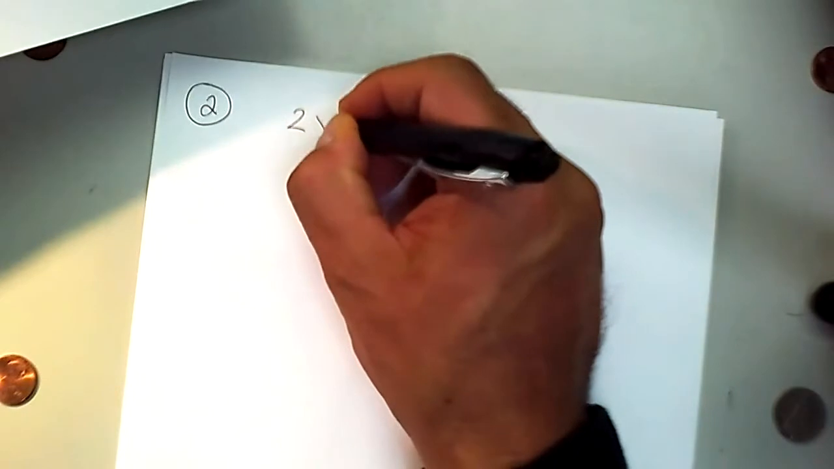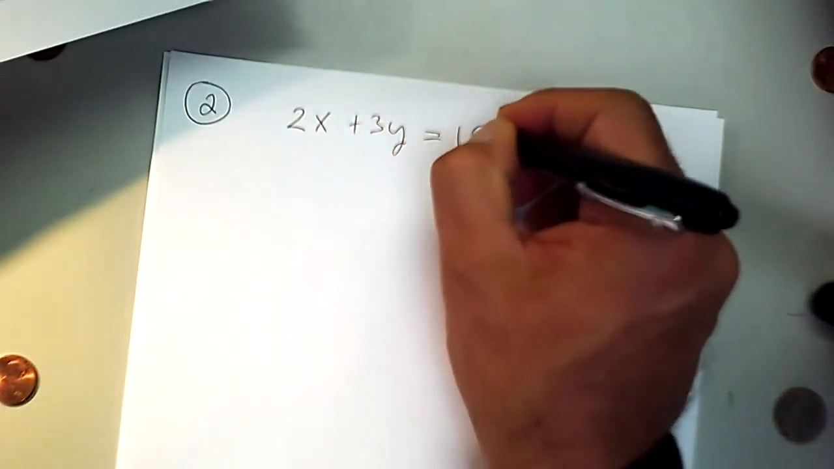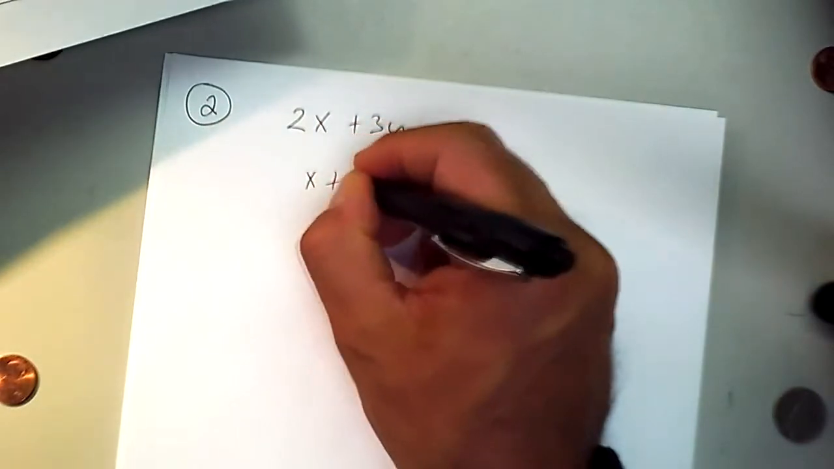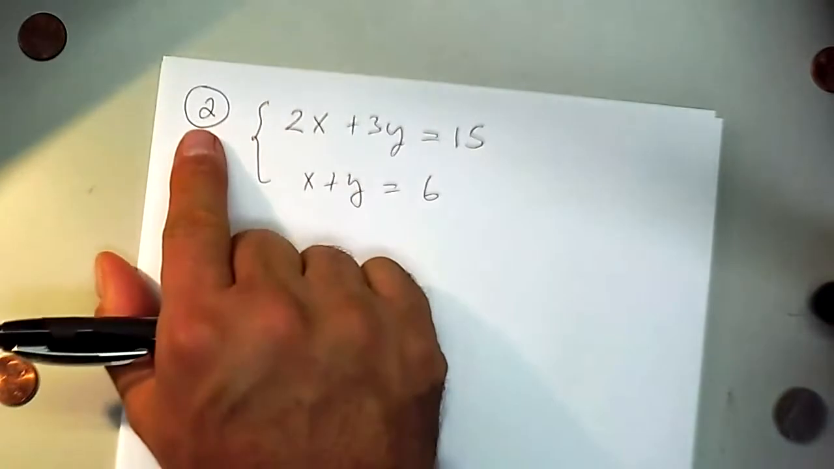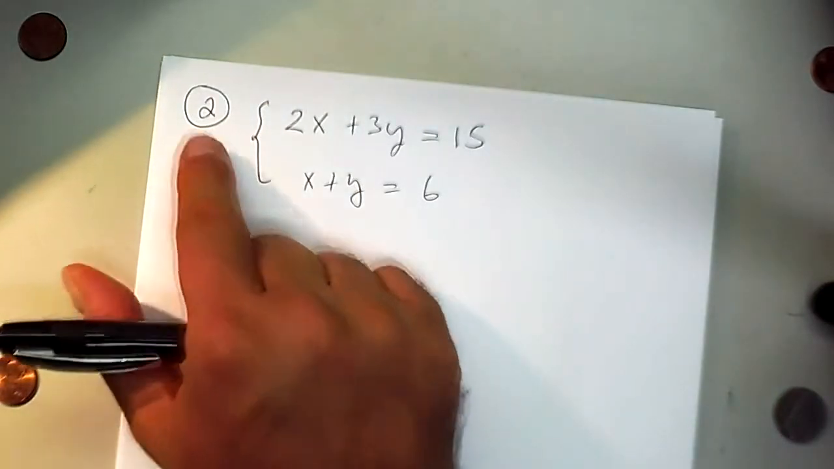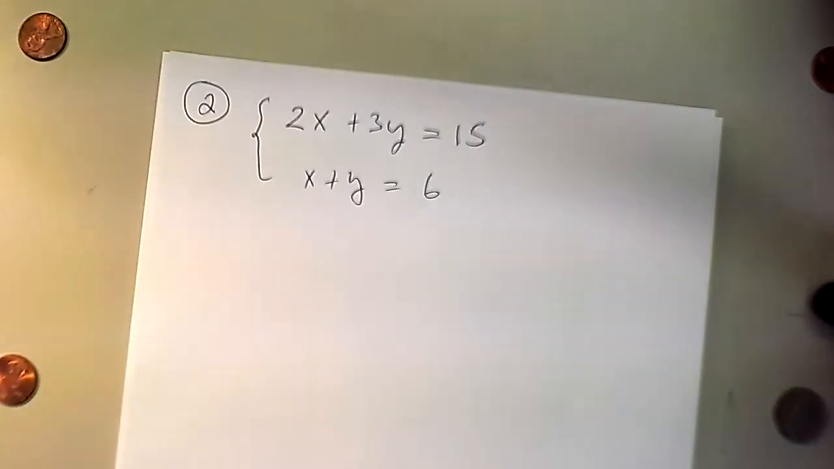Let's stay with the same system: 2x plus 3y equals 15, and then x plus y equals 6. So even though this is a new example, I'm using the same system. We know what the answer will be, but let's analyze different methods.